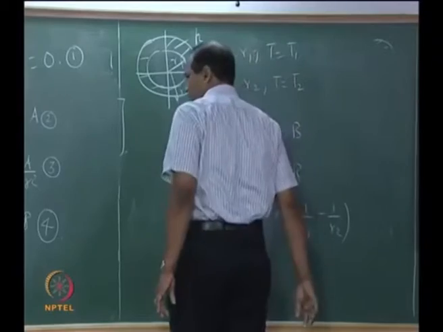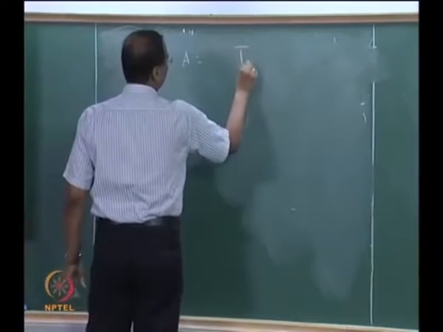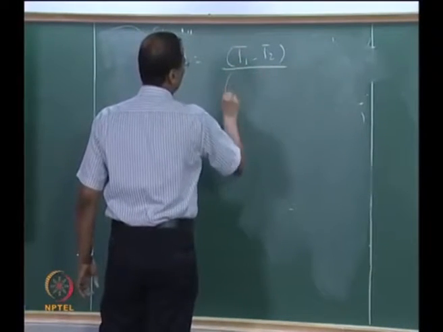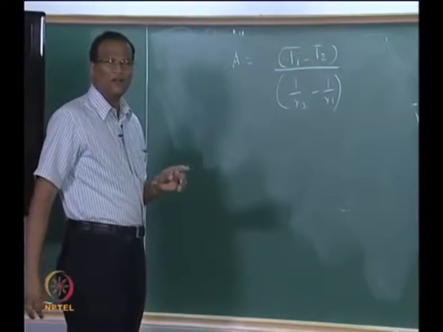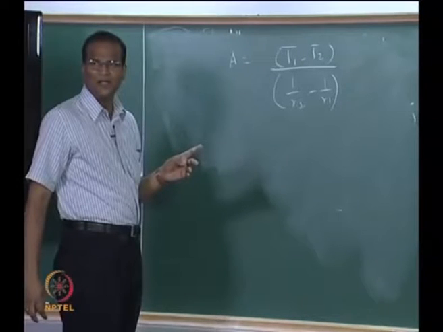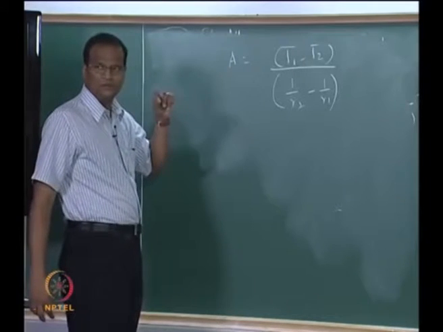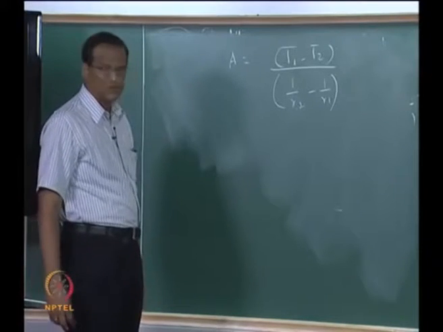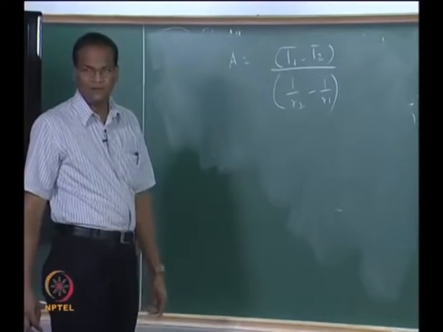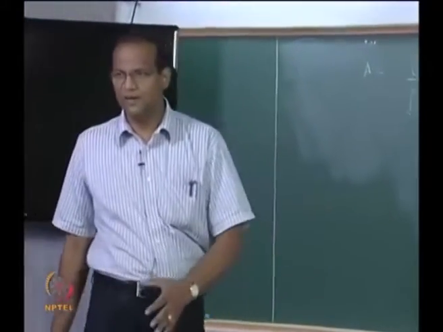Correct. So what is A? This is also okay, but 1 by R2 minus 1 by R1 will be negative. Huh? This will be negative. No, I did something there. I did something there, Vikram. I took care of the minus sign, no? I didn't make a mistake, right? No.